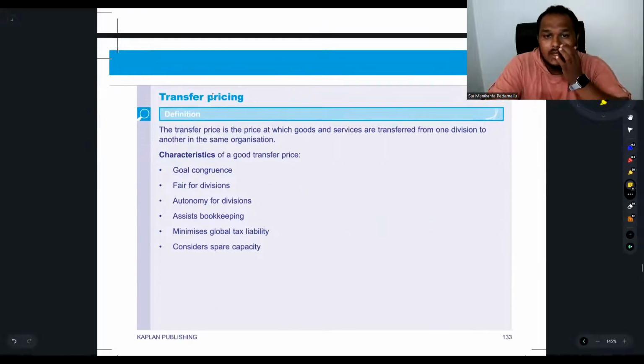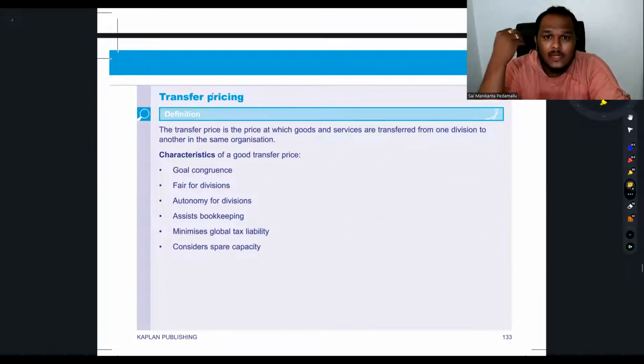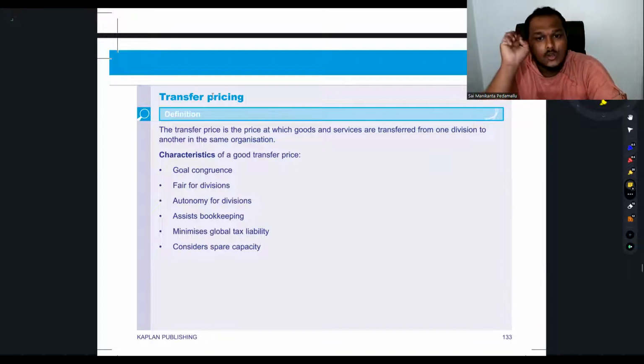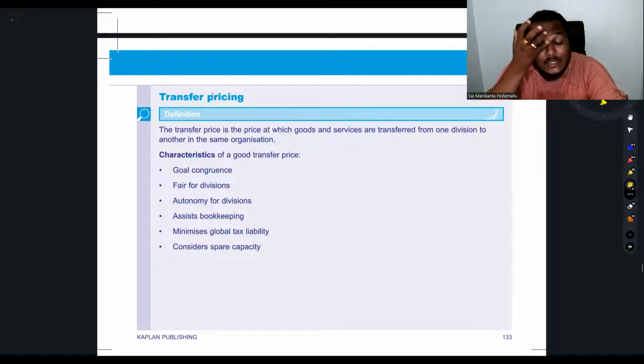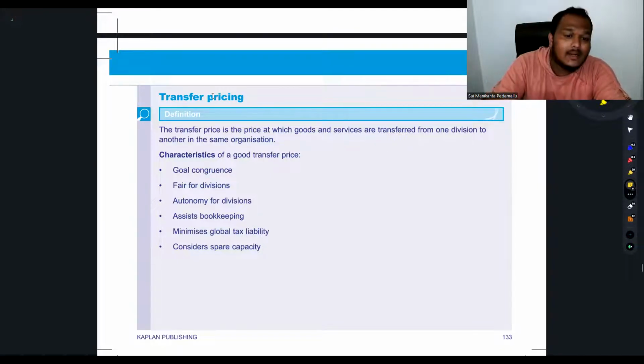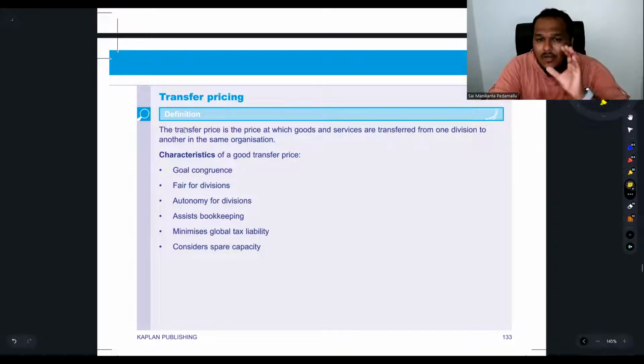So transfer pricing. What is transfer pricing, sir? You might have multiple divisions in your business and you might need to transfer goods from one division to another, or you might have to provide services from one division to another. In that case, what should be the price for those transfers? How should we fix the price of internal transfers between divisions? Before we calculate the maximum price the buyer is ready to pay and the minimum price the seller is ready to accept, we need to understand that a transfer price should have certain qualities.